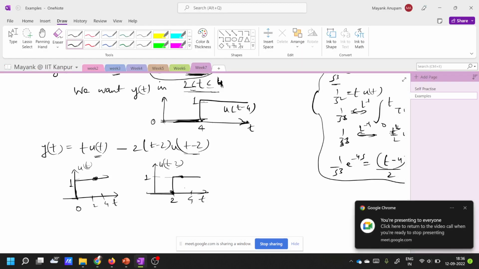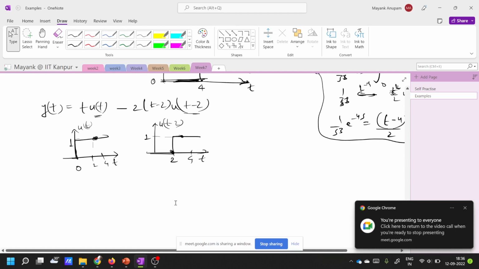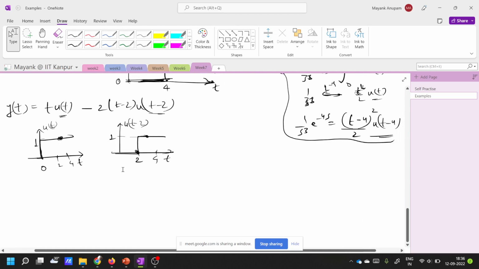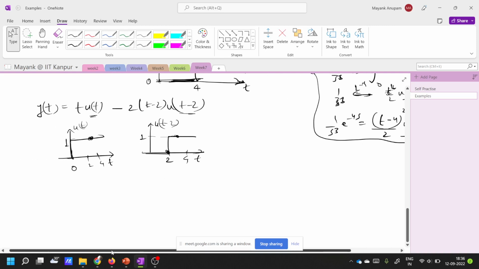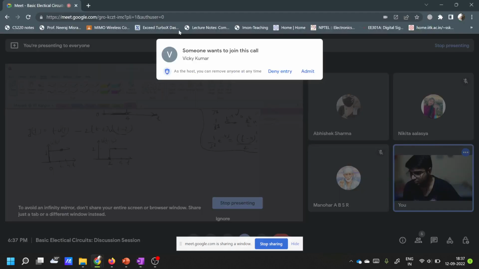Any doubt? Sir, but the value of t into u of t will be 0, right, because the value is 1 at t is equal to 0? No, I am not interested in t into u of t. I am only interested in u of t and u of t minus 2 for now. It becomes just 1 at t is equal to 0, isn't it?